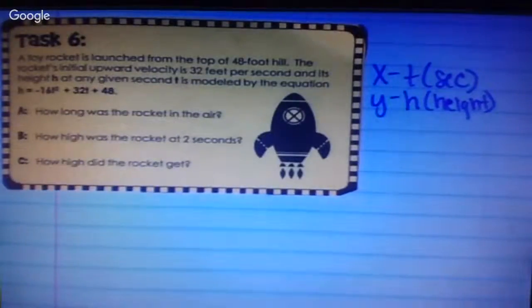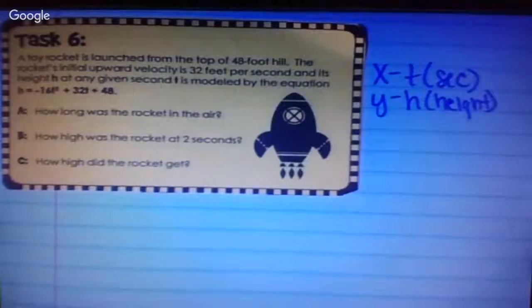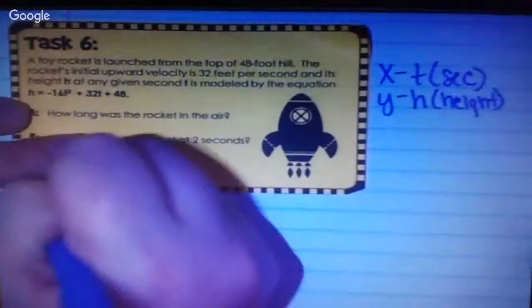Miss Smith, can you come here real quick for a second? You need to let me go over task 6 to get those that are still needing me, and then I will come around and answer questions for those of you that are ahead, because I heard somebody's on task 8. All right, so those of you still on task 6 and needing my assistance: A says, how long was the rocket in the air? I'm looking for a 0.